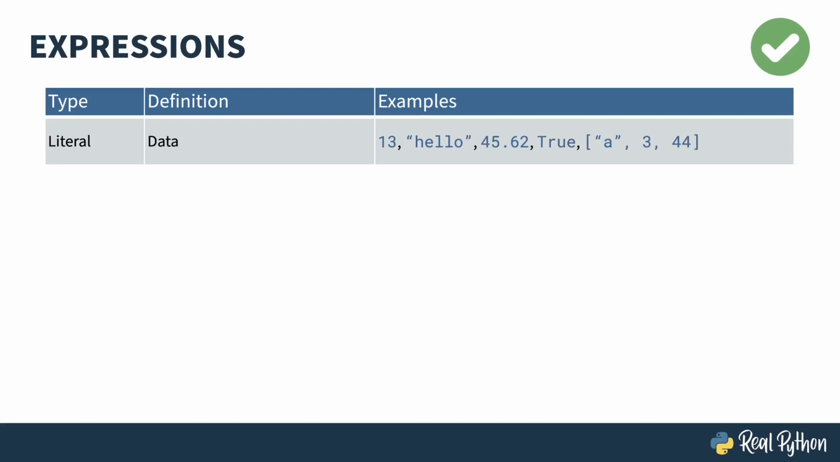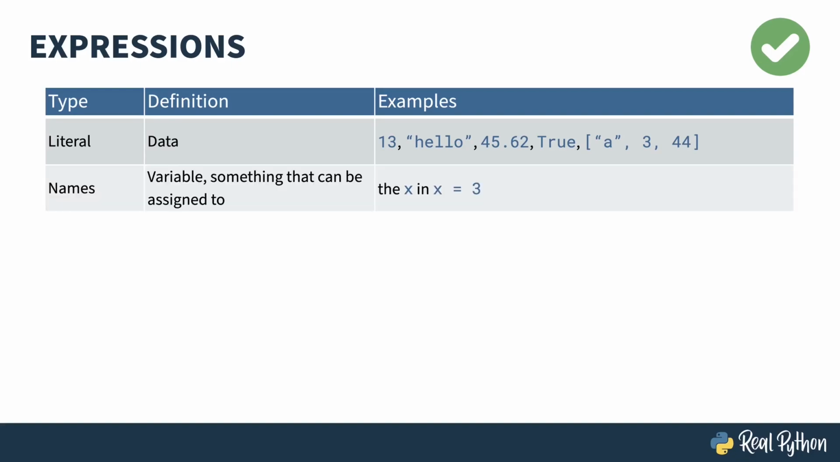A literal is data, things like an integer, a string, a float, a Boolean value, or even a list, mixing these things. Names are variables, something that can be assigned. So in the statement x equals 3, x is the name. Note that x equals 3 is a statement and not an expression. The assignment itself can't be used in eval, but the x can be.